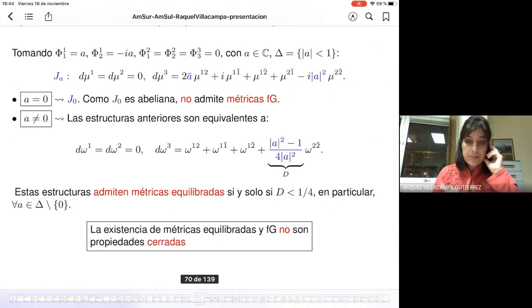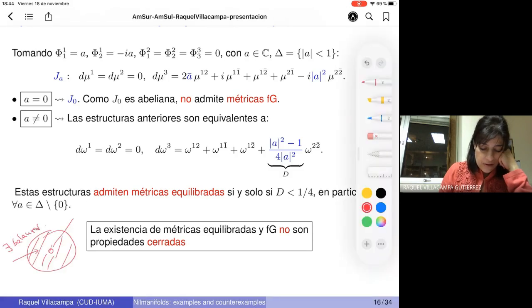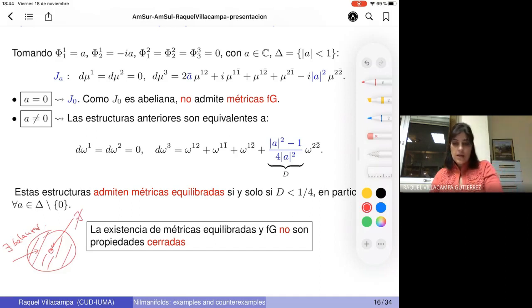So, putting all things together, we obtain that the existence of a balanced metric and the strongly Gauduchon metric is not a closed property, because we have a family of complex structures such that here there exists a balanced metric, but here not. Here it does not exist. So this is a counterexample to the conjectures.